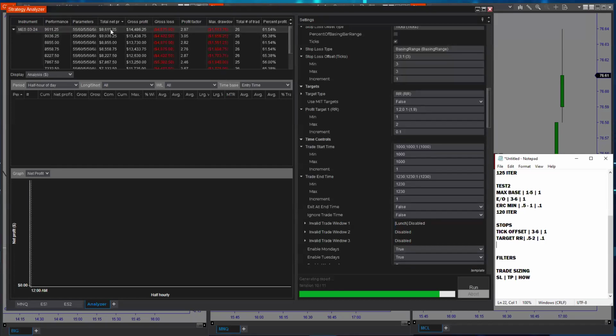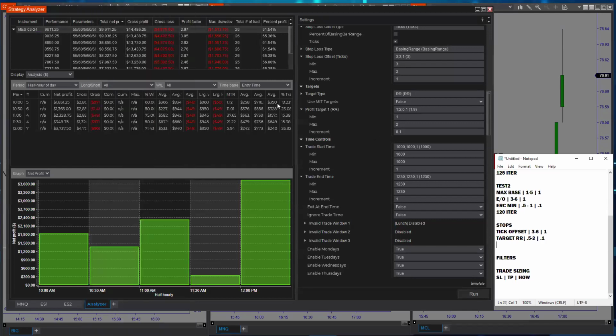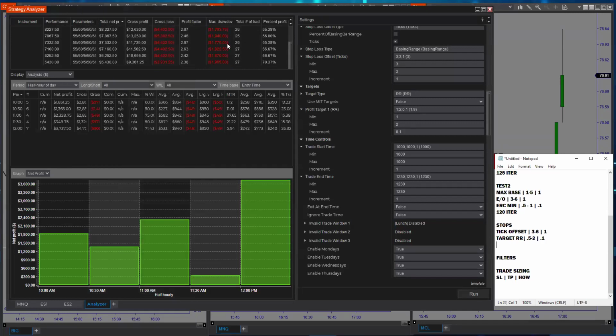Okay, got a little bit of a better number. Yeah, that was because we shaved off the time. So this is probably our 1.9. Yeah. And now the drawdown didn't change though. So that didn't really help us.